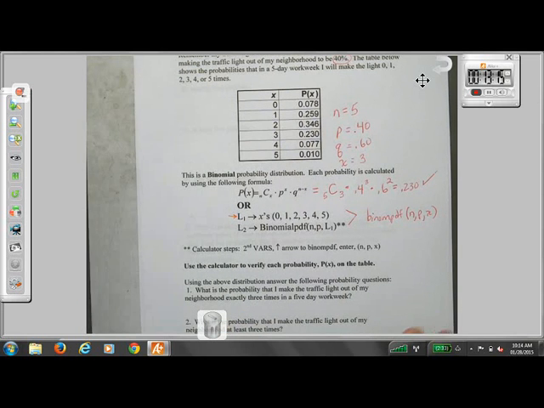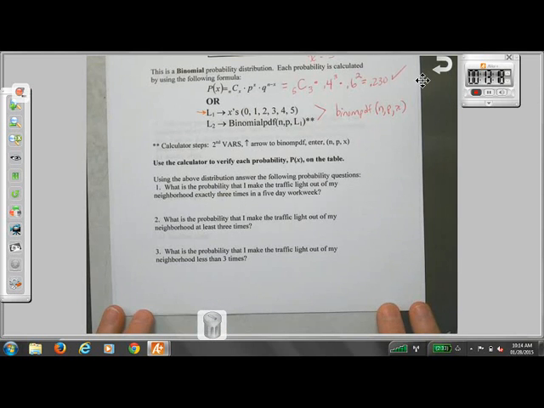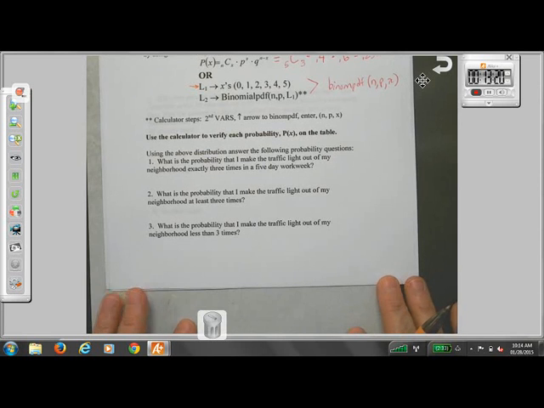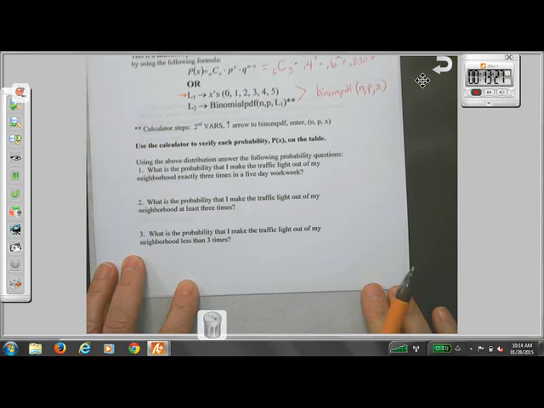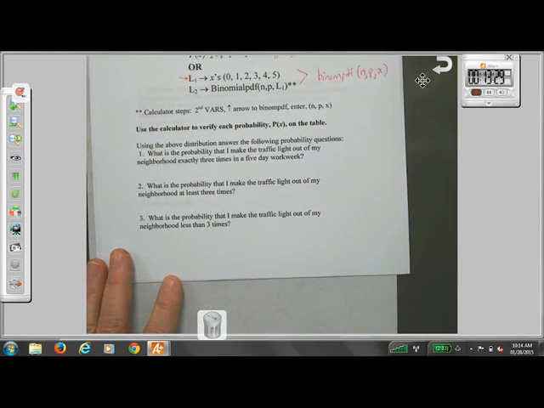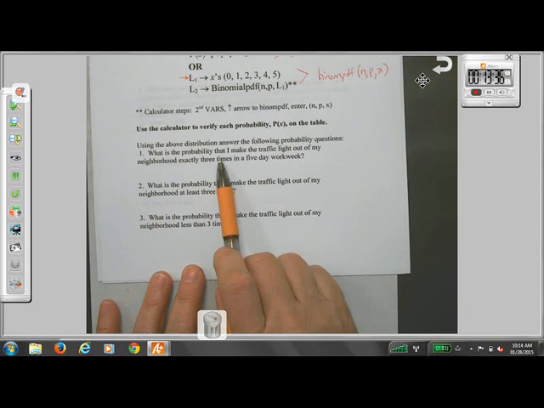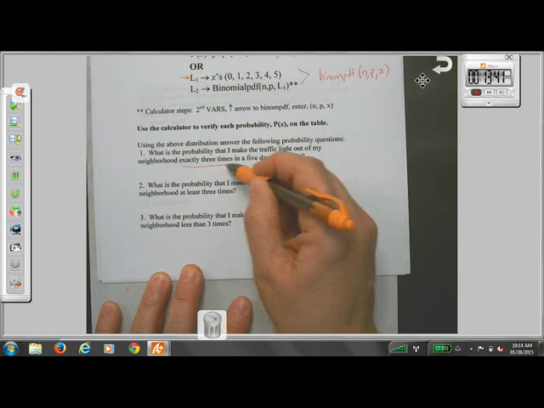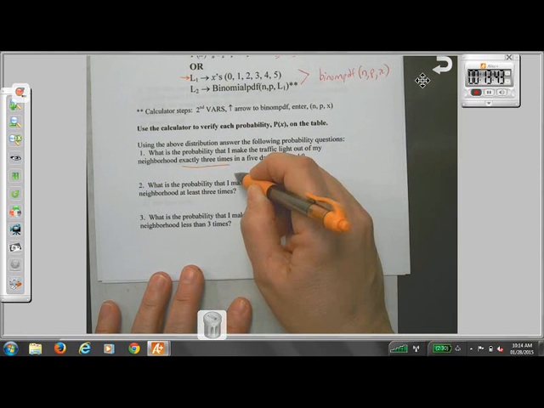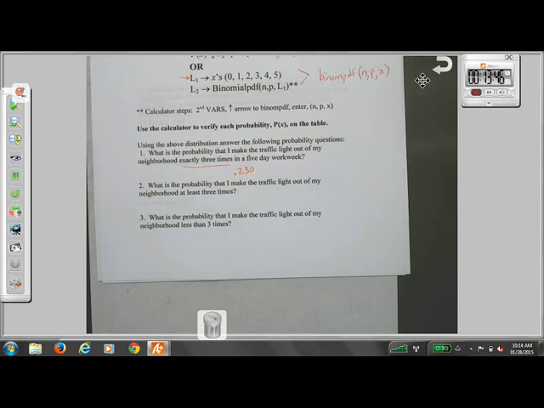All right, let's look at some of the questions that I have written down here at the bottom. You can use the table that you have on your calculator, or you can use the table that you wrote down, if you wrote this table down, which I asked you to do, to find most of these values. I just want to remind you how the table works. What is the probability that I make the traffic light out of my neighborhood exactly 3 times? Well, we actually have just done that. 0.230.